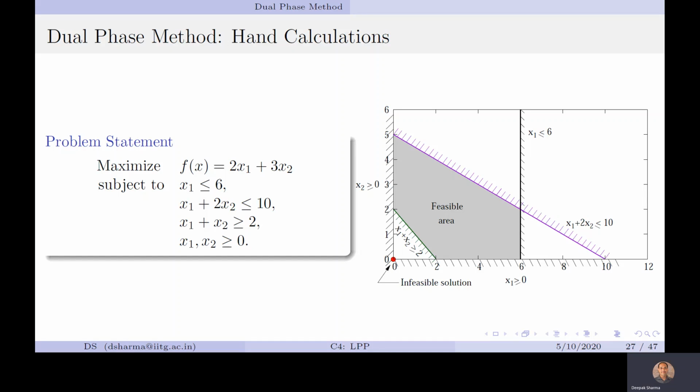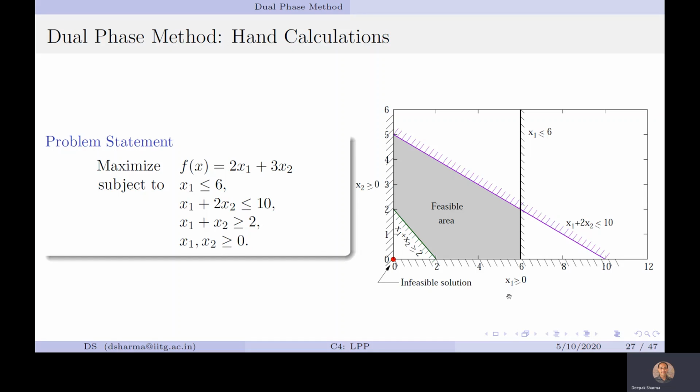It is important to know that if any equality constraint is given in the problem, then that equality constraint should also have an artificial variable. And finally, we have x1, x2 greater than or equal to 0.